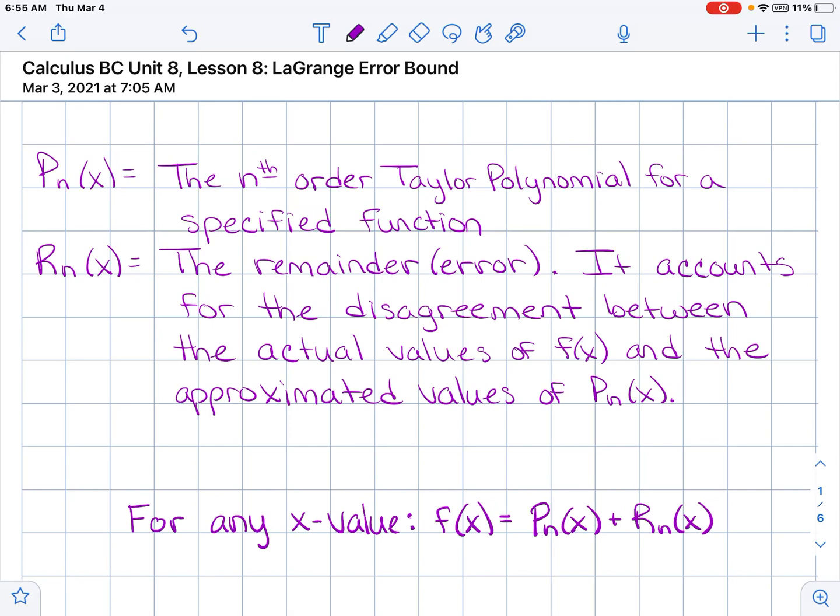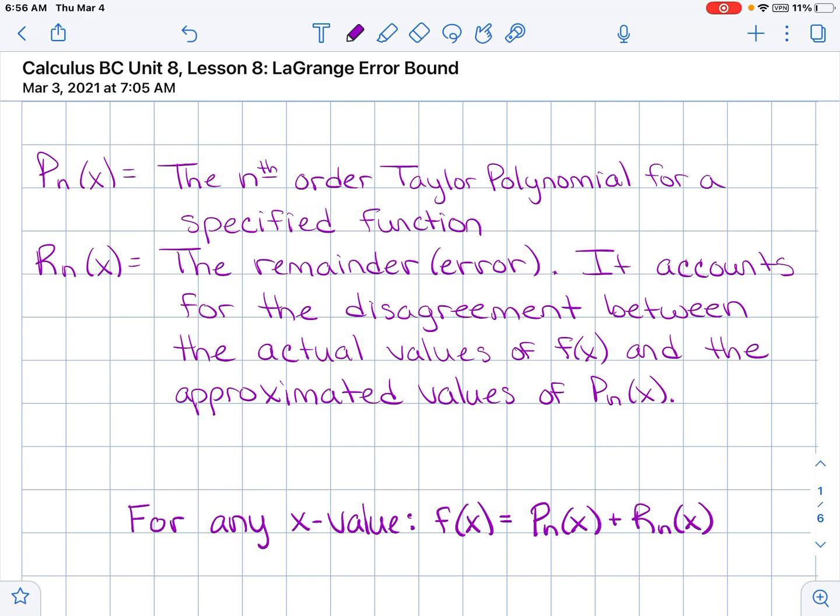First of all, P sub n of x, that's the polynomial, it's the nth order Taylor polynomial for any specified function. The nth order means the nth derivative used to create that polynomial. R sub n of x is the remainder, or the error, how much we're off. It accounts for the disagreement between the actual value of f and the value we get by plugging that number into a polynomial. So we're off by a little bit, and R sub n of x is how much we're off by.